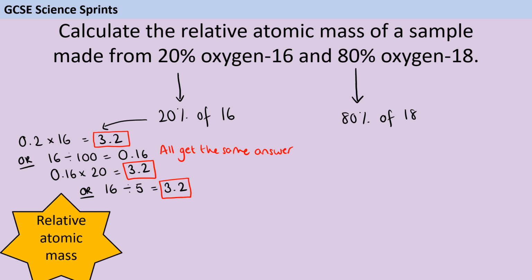Then, once we've established how heavy these oxygen-16 atoms are, we can do the same thing using your preferred method for the oxygen-18. And once we have those two numbers, all we're going to do is add them together. So I've got an answer of 17.6.